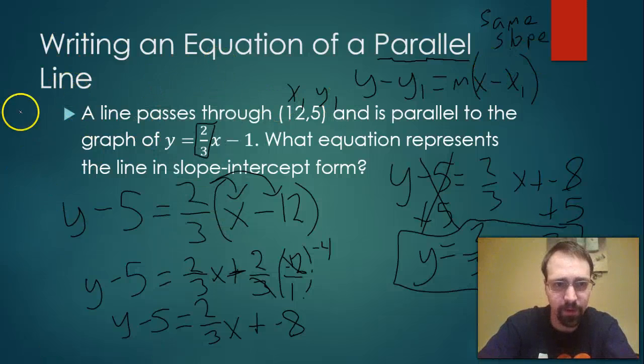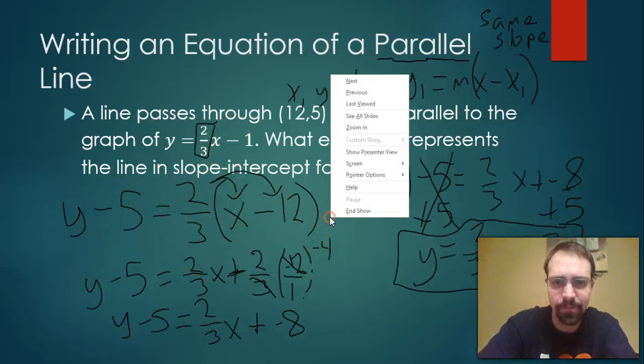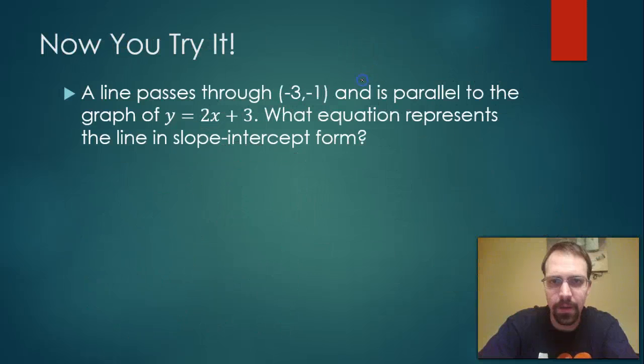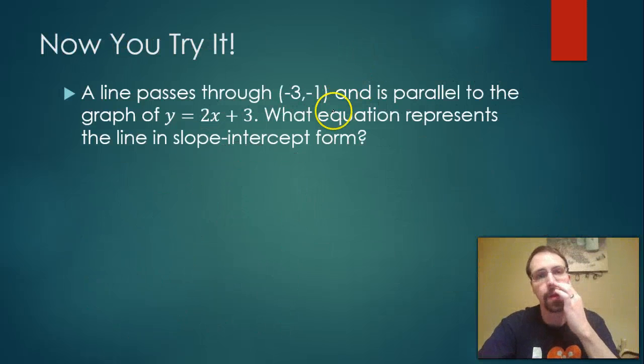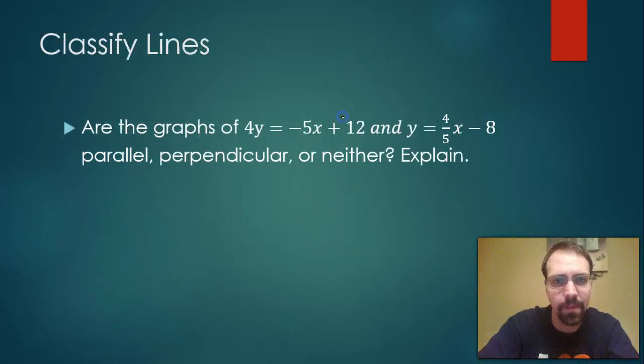So there's an example of one of those types of problems. Plug in your slope, your m, into the m part of the equation, plug in the other 2 points, then distribute, which is what we did, and then simplify. That's it. Now you try it.